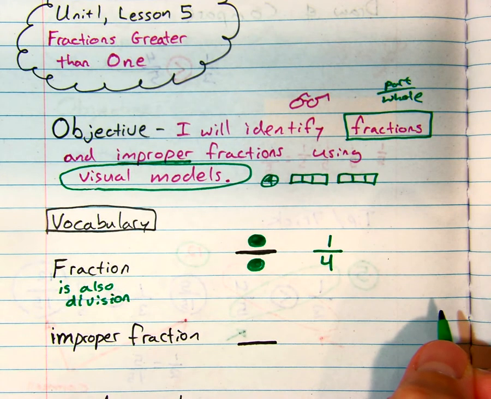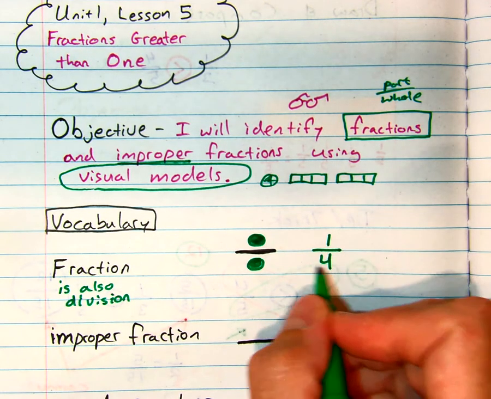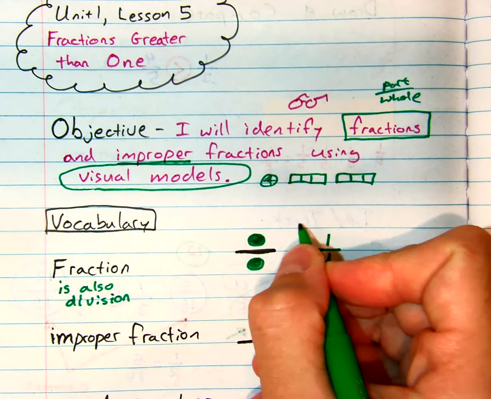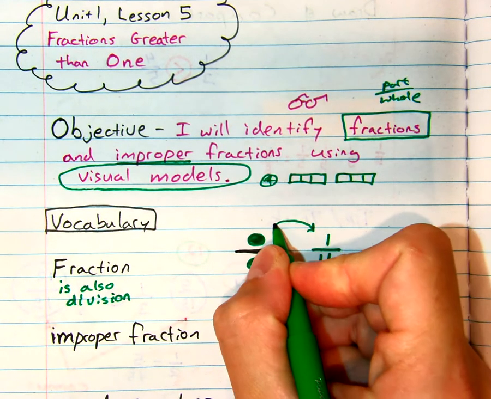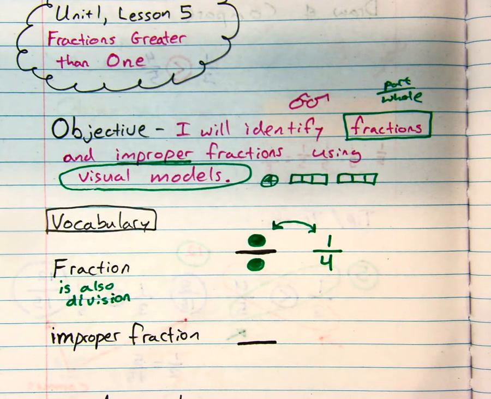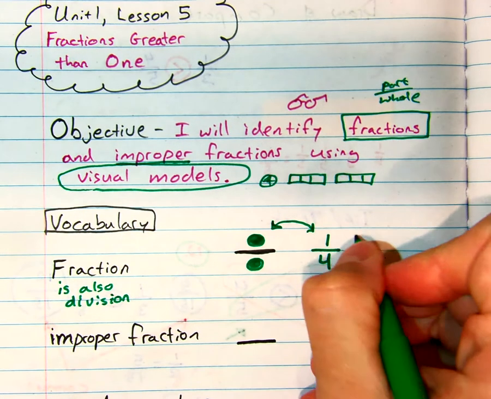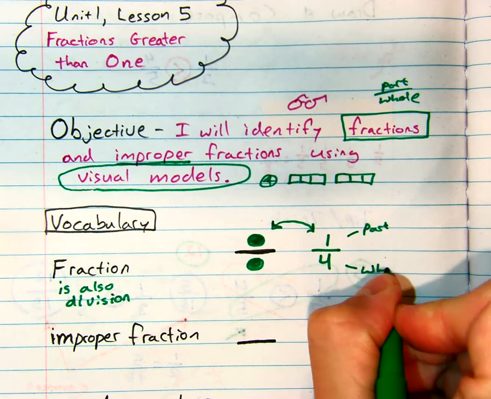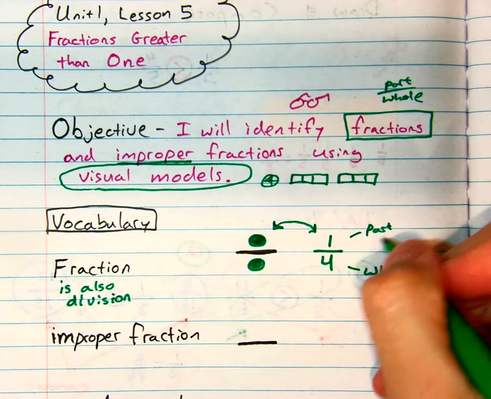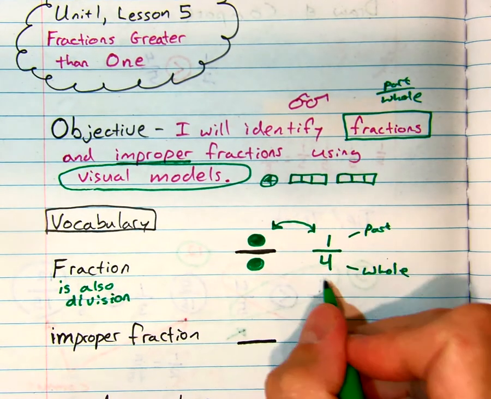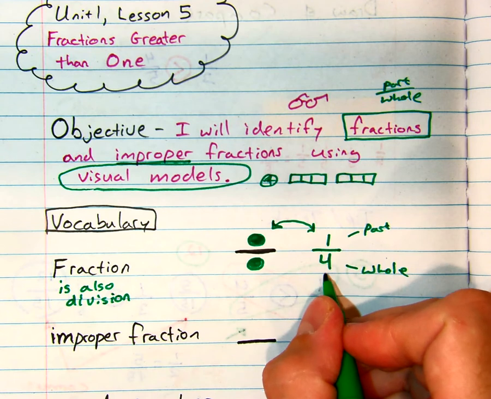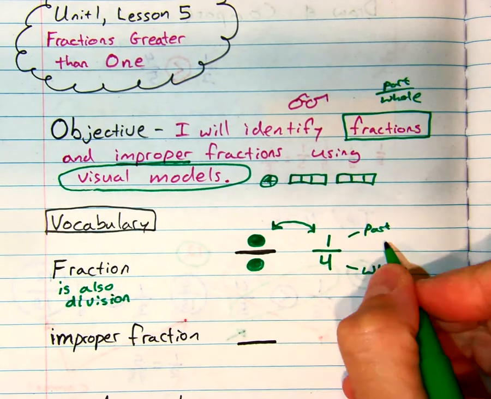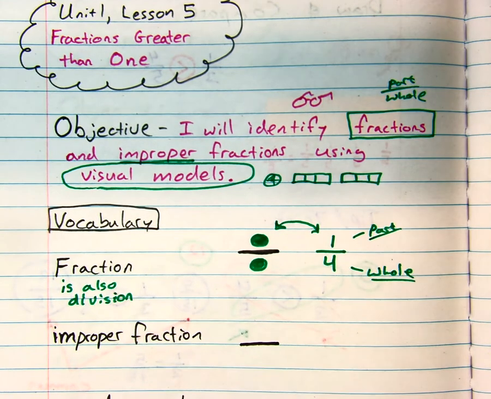So anytime we see a division problem, anytime we see a fraction, we also want to remember that it is related or interrelated to division. So we've got our part, we've got our whole, other names, top thingy, numerator, bottom thingy, denominator, but really we're talking part and whole. And this is the terminology we need so we can understand what an improper fraction is.